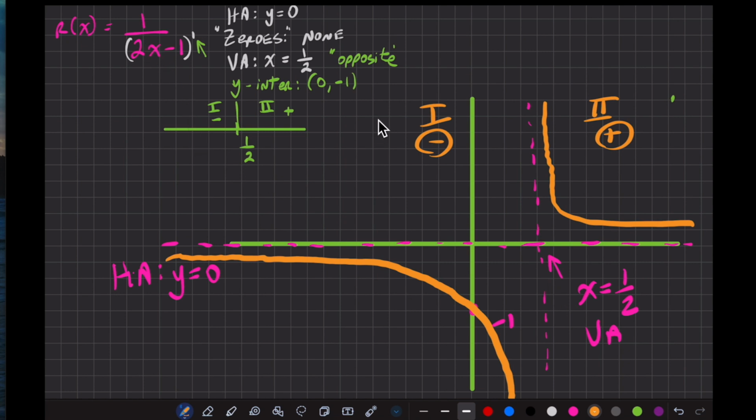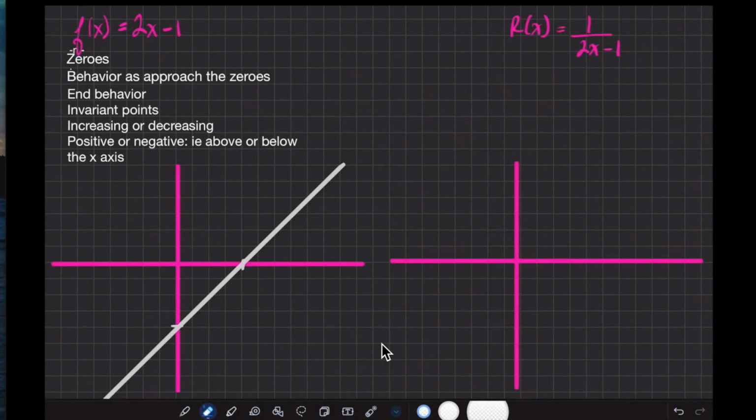Now, we're going to get the same graph, but we're going to do it by analyzing the original linear function. And that is the crux of this video. Folks, let's now analyze the linear function graph, look at some of this information, and using the results of the information, create a graph for the reciprocal.